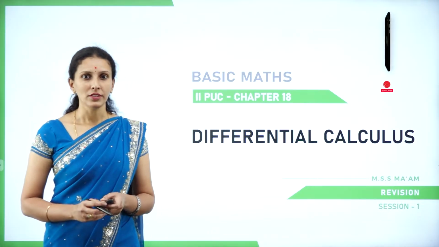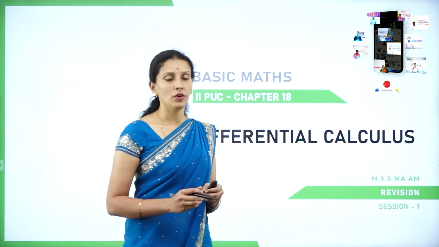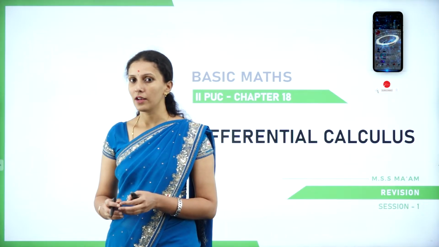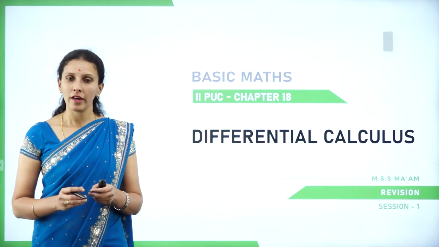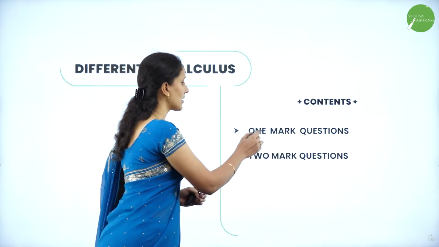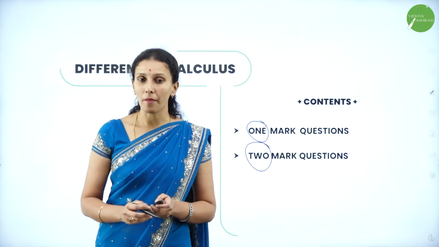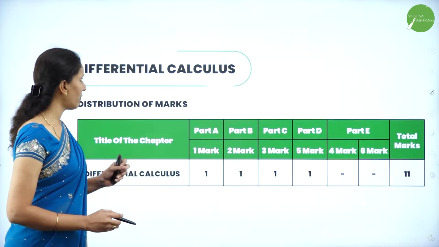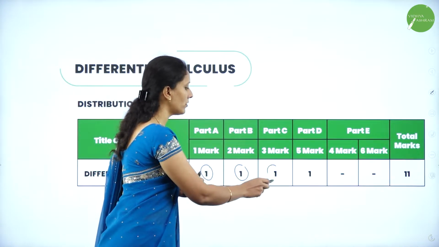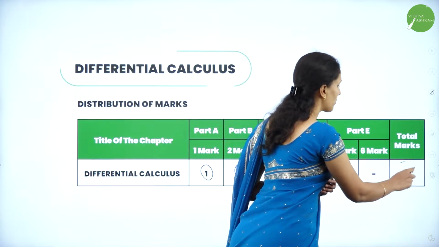In this session, I'll be taking the chapter Differential Calculus. So, we will be solving questions on the chapter Differential Calculus, which you may expect for your examination. From the chapter Differential Calculus, in this session, we will be discussing 1 and 2 mark questions. Let's see the distribution of marks from this chapter. In Differential Calculus, you will be having one 1 mark, one 2 mark, one 3 mark and one 5 mark question. In total, you have 11 marks from this chapter.